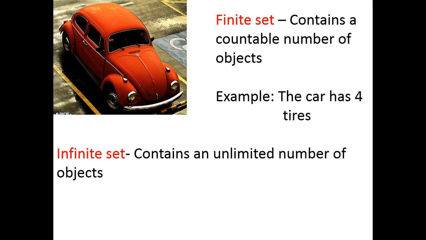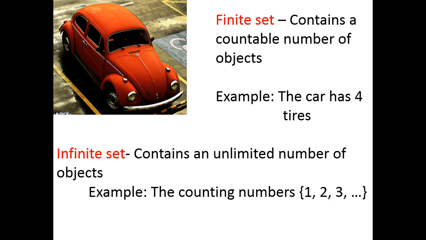On the other hand, an infinite set contains an unlimited number of objects. So an example of an infinite set might be the counting numbers, being the numbers 1, 2, 3, 4, and so on, and they continue forever in that pattern. So because they continue forever and we can't have a specific number that represents the number of counting numbers there are, the counting numbers make up an infinite set.